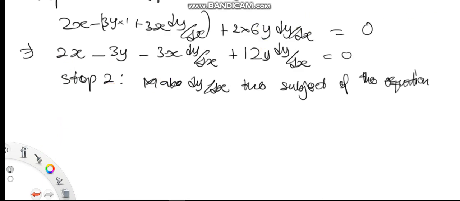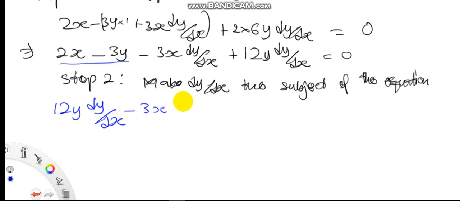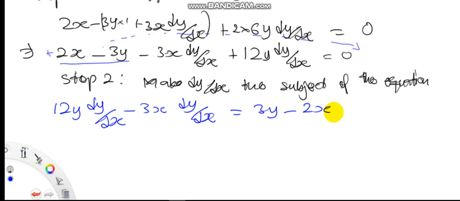So we are now going to transpose these two terms to the other side of the equation and rearrange these ones. Let's take the positive one first. So we say 12y dy dx, and the second one minus 3x dy dx should be equal to, if we transpose minus 3y to the other side, it changes its sign to plus. So this becomes 3y. And then when 2x comes over, because it's plus here, when it goes over, it changes to minus. So minus 2x.